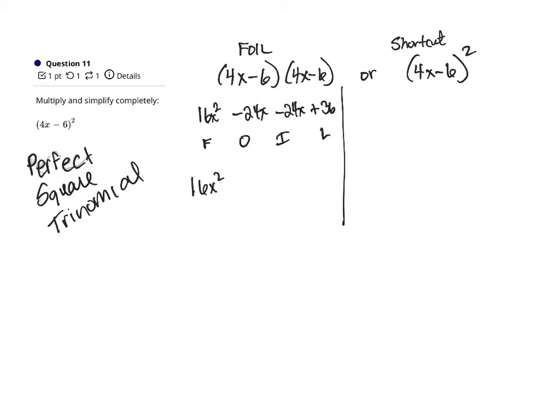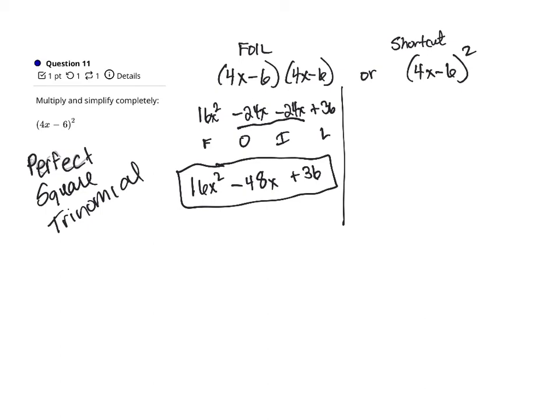Collect like terms, 16x squared. We bring it down. These two are alike. Now, they don't cancel because they're the same sign, so you add them because they're two that are just alike. So you multiply negative 24x by 2, or you can add them together and get negative 48x, and then plus 36. So this is our answer.